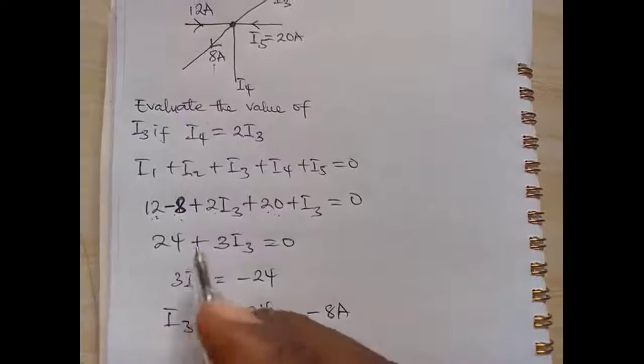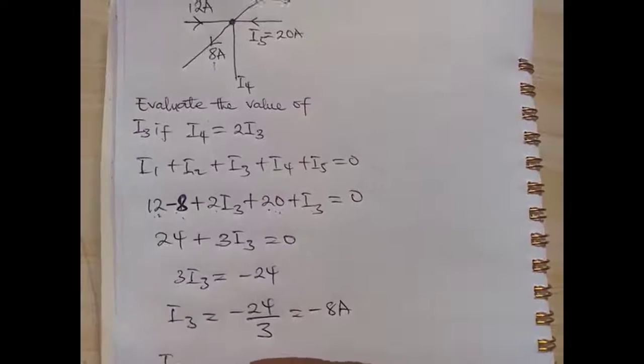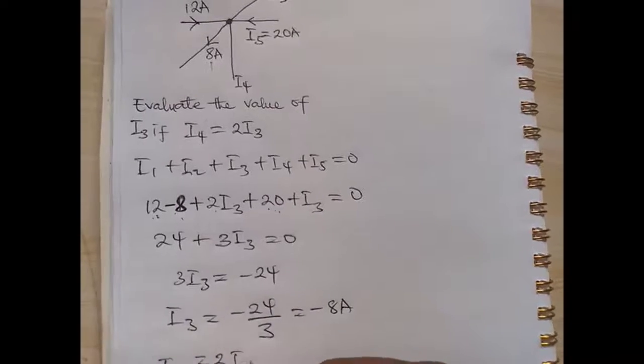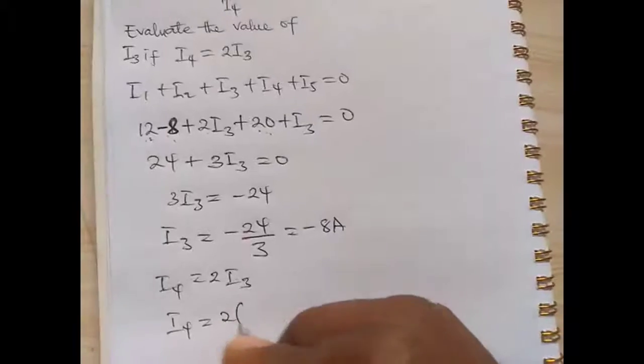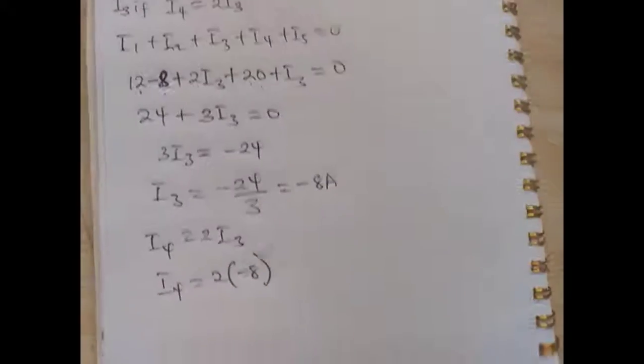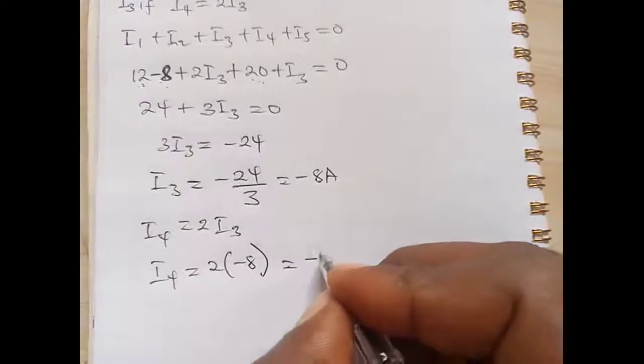Now remember, for us to evaluate I4, since I4 is equal to 2I3, it means that I4 is equal to 2 times negative 8. So I4 will give us negative 16 amperes.